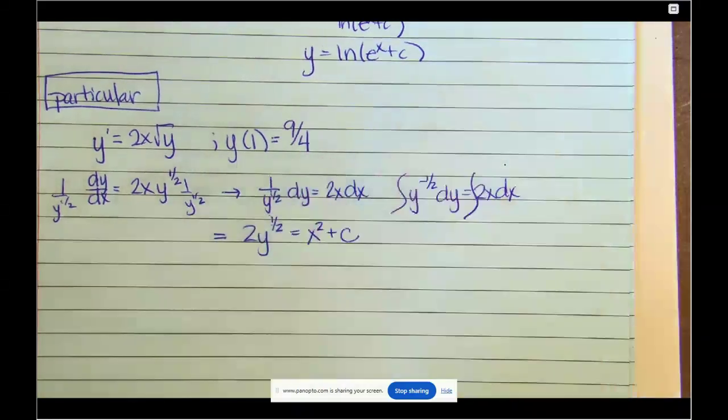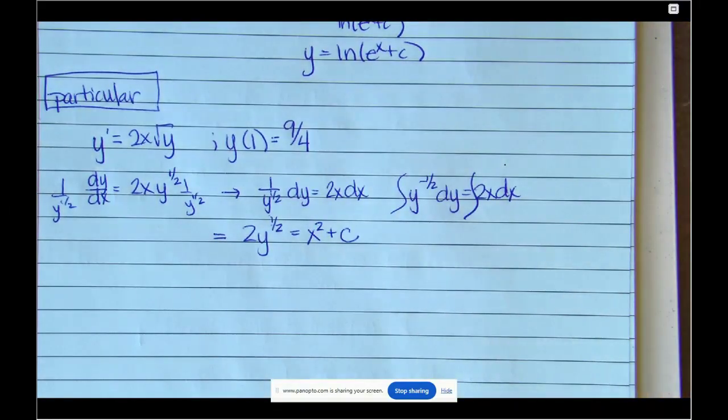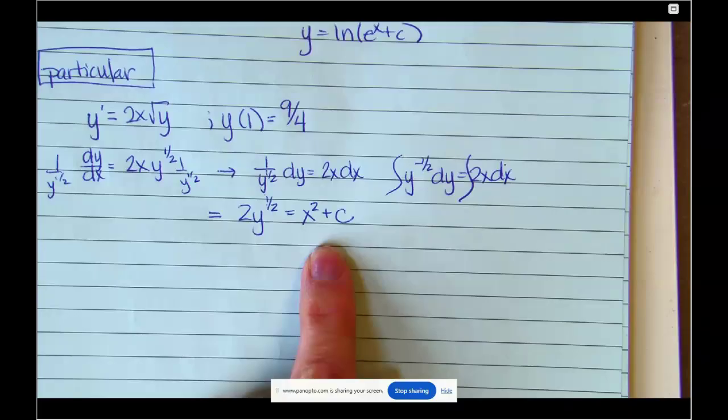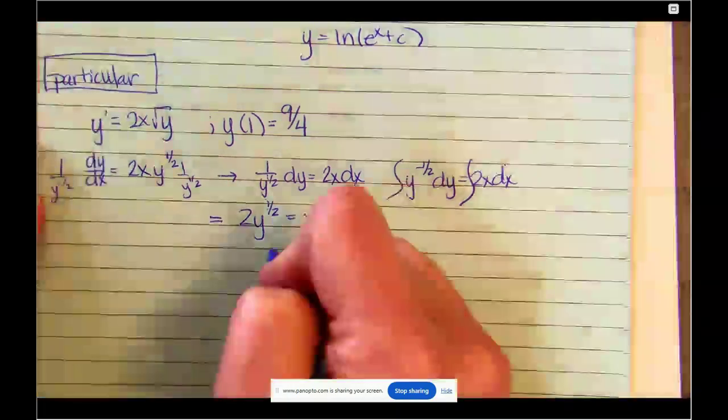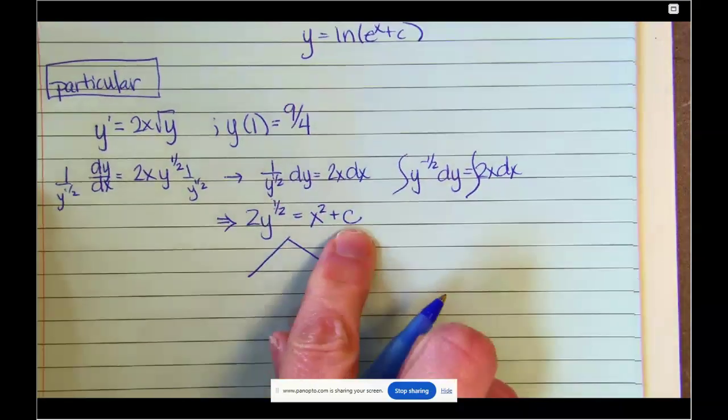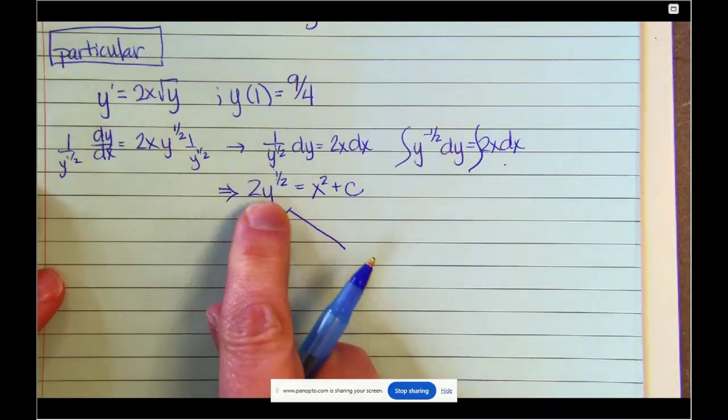Now, here's what I want you to know. We're finding the particular equation. You can find the C at any point in time. So as soon as the C appears in your problem, you can find C now if you want. Or you can wait till the end. I'm going to show you both ways because it doesn't matter. Let's find it first. I'm going to find it now, and then you don't have to write the other one down, if you don't want to.